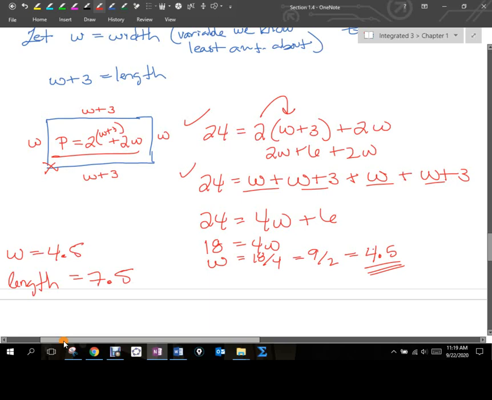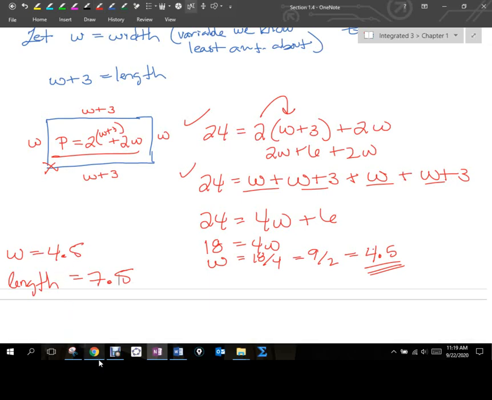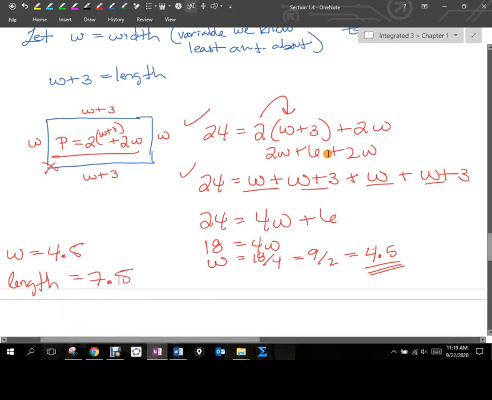Okay, next question. How do I find the area of a rectangle? Length times width. So I'm going to take 4.5 times 7.5, which, 4 times 7 is what? 28? And a half times a half is 0.25.